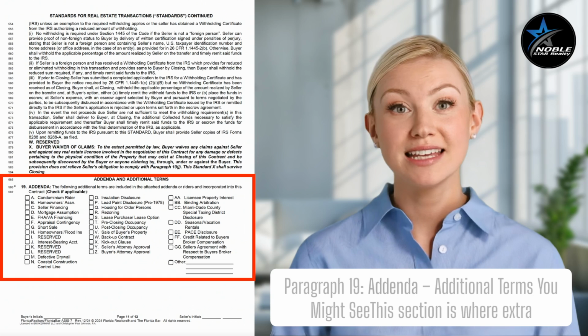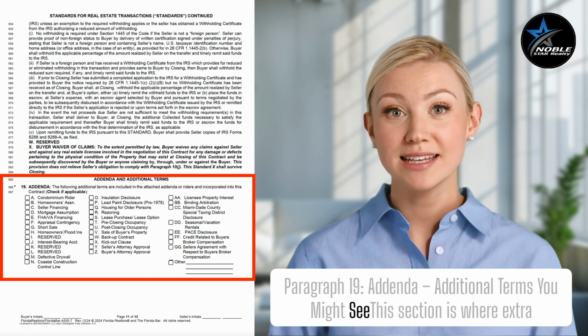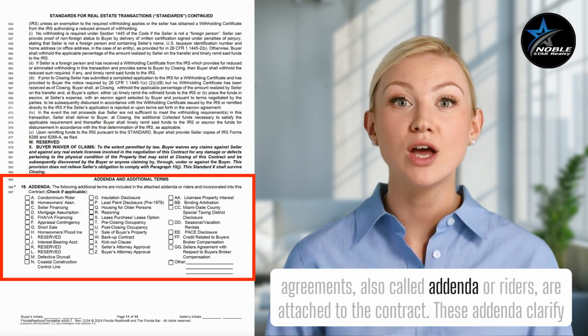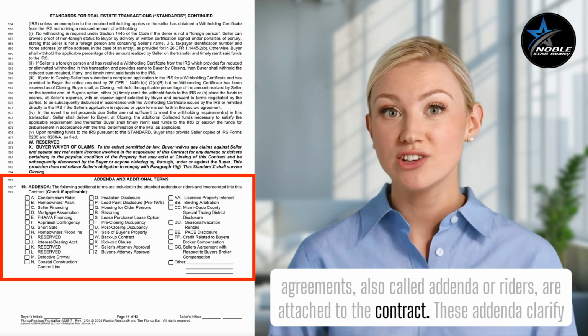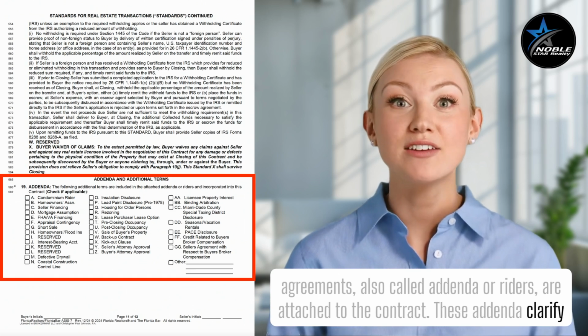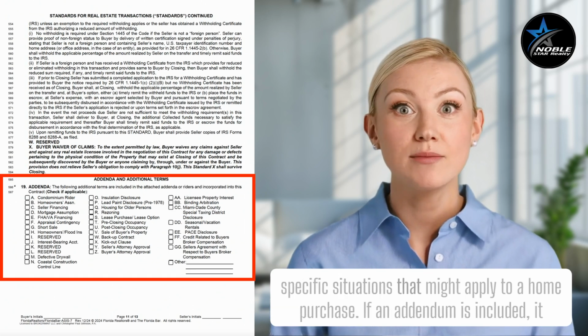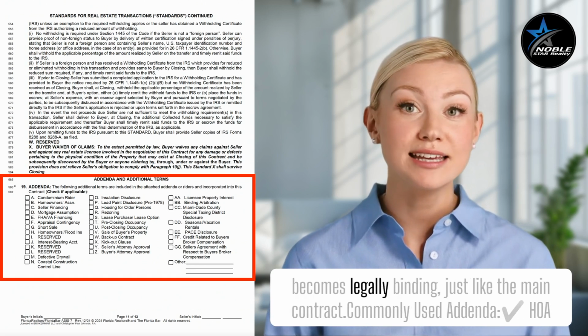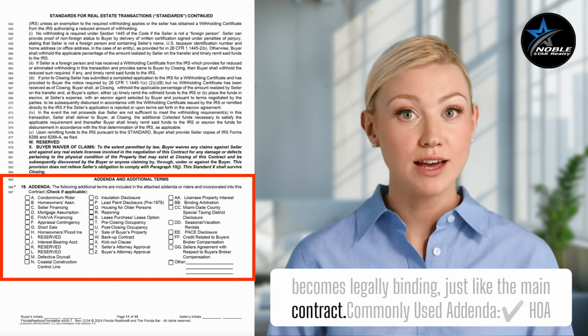Paragraph 19, addenda, additional terms you might see. This section is where extra agreements, also called addenda or riders, are attached to the contract. These addenda clarify specific situations that might apply to a home purchase. If an addendum is included, it becomes legally binding, just like the main contract.